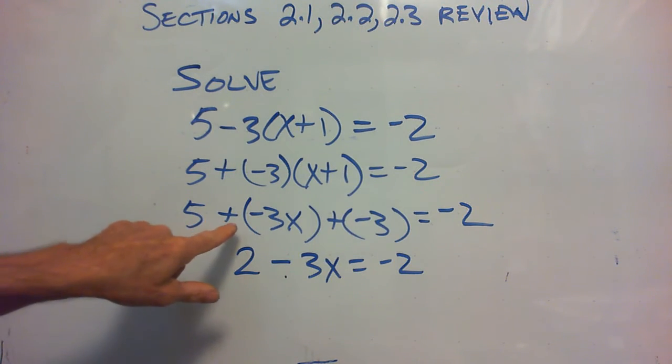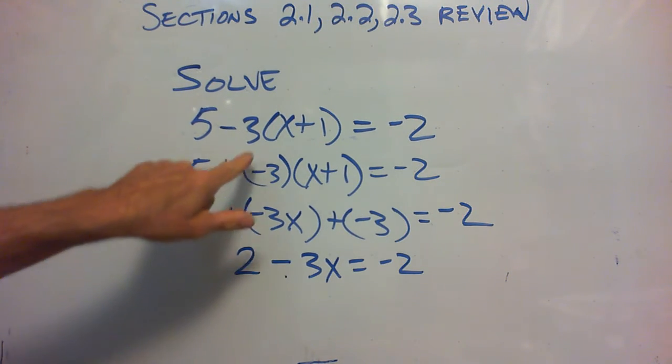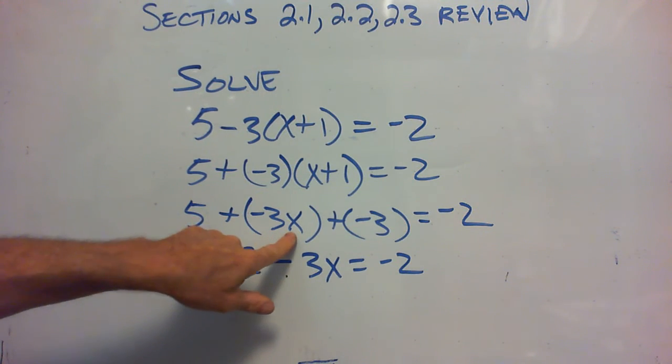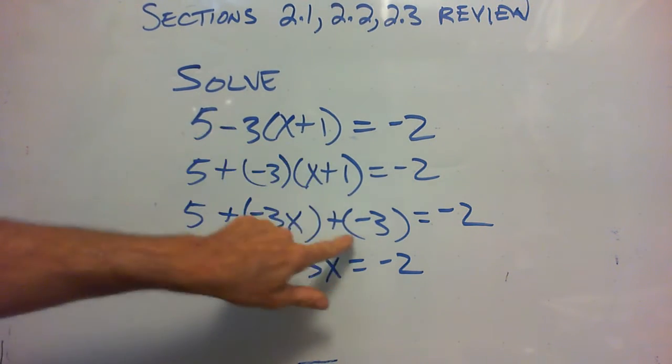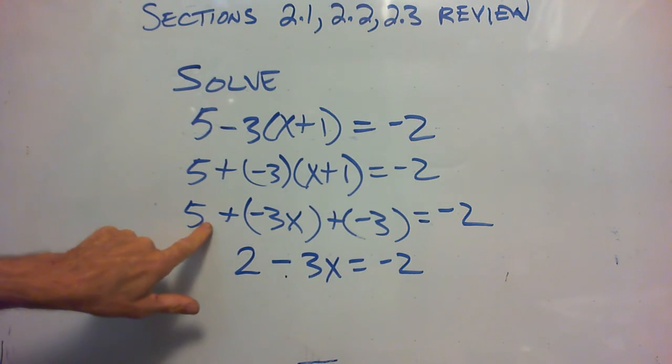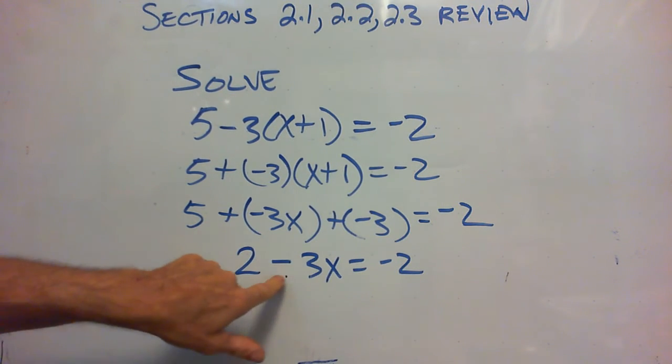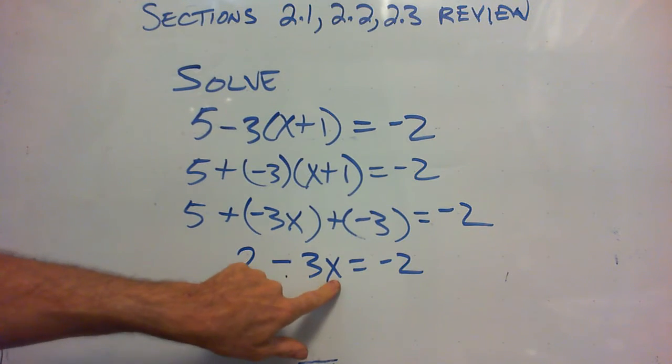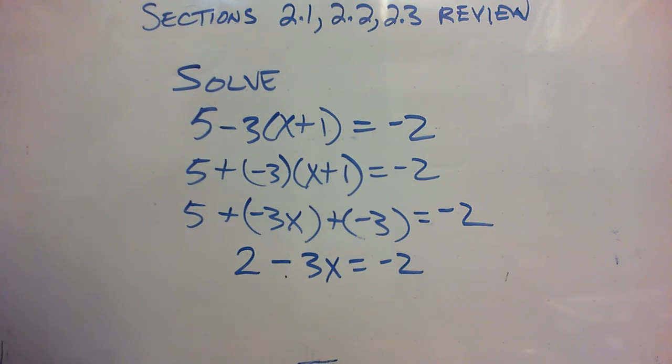So when we distribute out, we get 5 plus a -3 times x, -3x, plus a -3 times 1, -3. Combining like terms, we get 5 plus -3 is 2, plus a -3x, or minus 3x, equals -2. Now we just subtract 2 from both sides and then solve for x by dividing both sides.